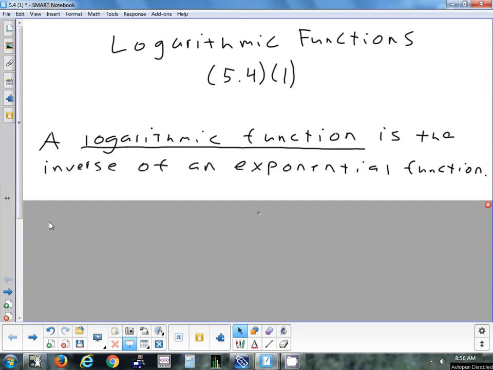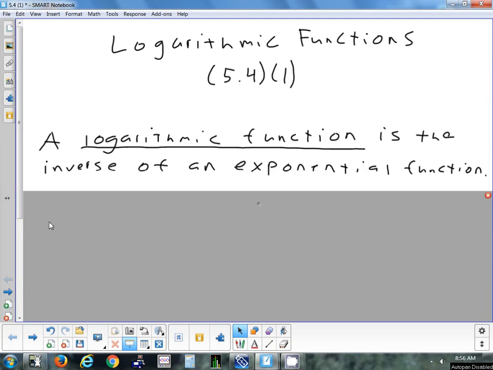So a log function, it's the inverse of an exponential function. Okay, so what that means is they're opposites. So if you want to think of another pair of functions that are inverses, think of squaring and square rooting. Okay, one of them is the opposite of the other.